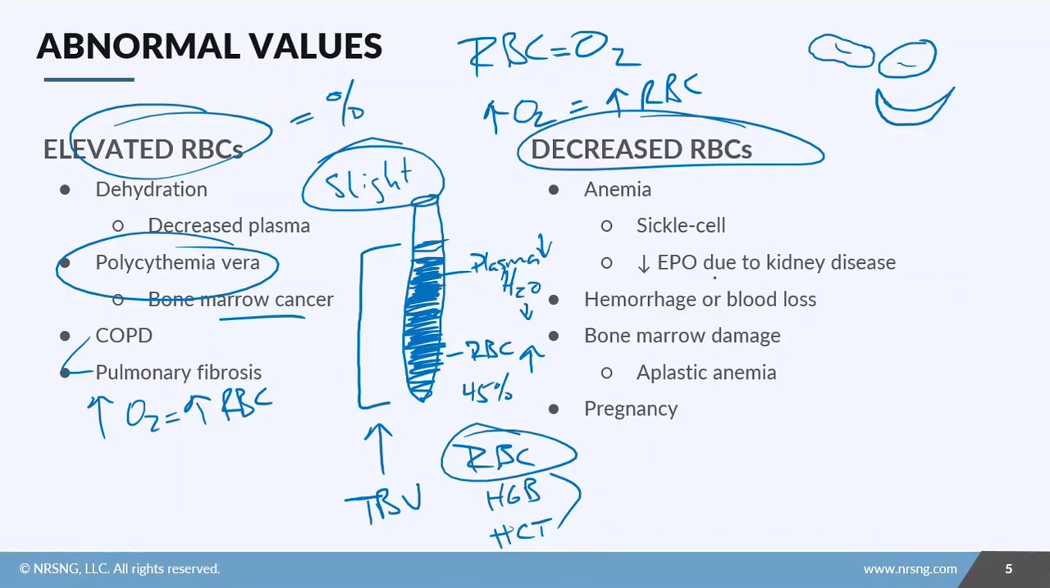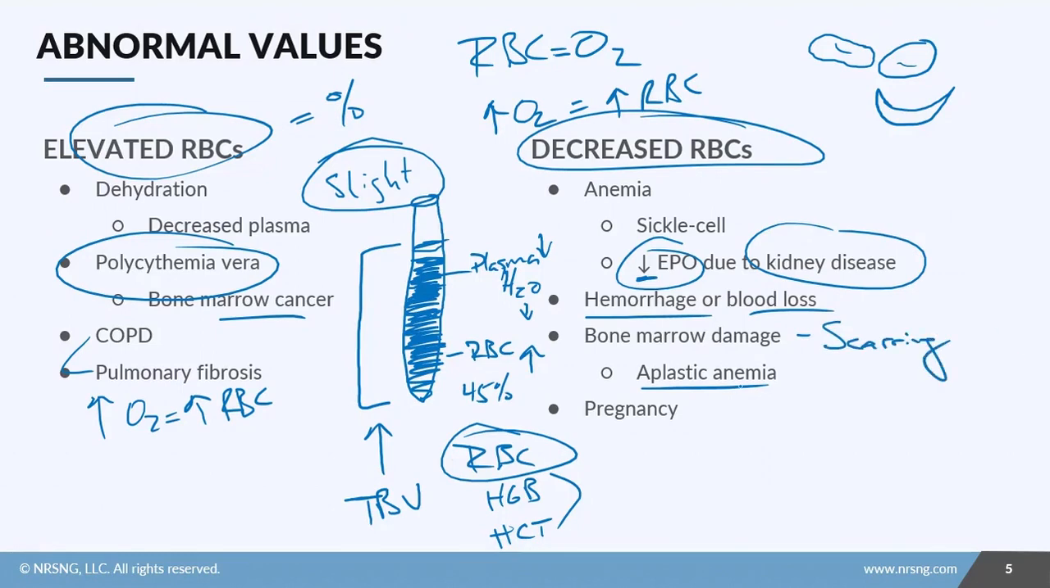The kidneys also will kick out that EPO. But if you've got kidney disease, guess what happens to your EPO? Your EPO is going to go down. So therefore you have decreased EPO production. Another time that you're going to see decreased red blood cell counts is if you have an actual hemorrhage or blood loss. So we need to figure out what's going on and take a look at our patients, see if they're actually bleeding from somewhere. If you have bone marrow damage, there's a condition called aplastic anemia where the bone marrow becomes scarred. So it doesn't work. You're not going to get any sort of production, and you'll have decreased red blood cells there.